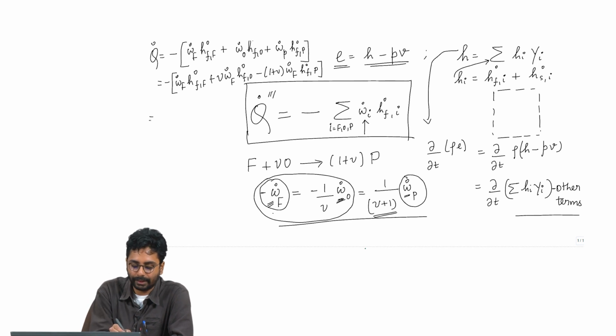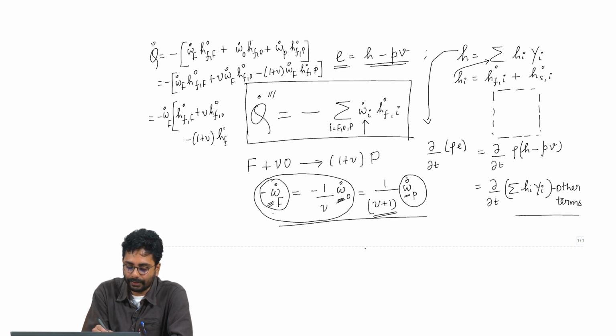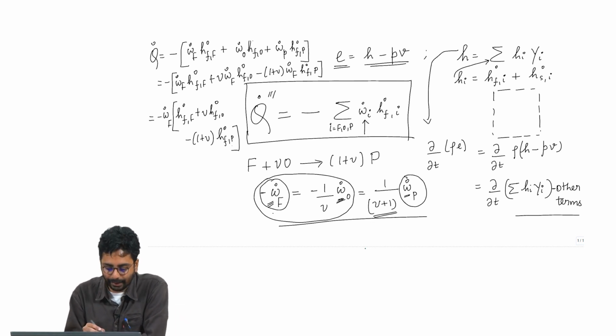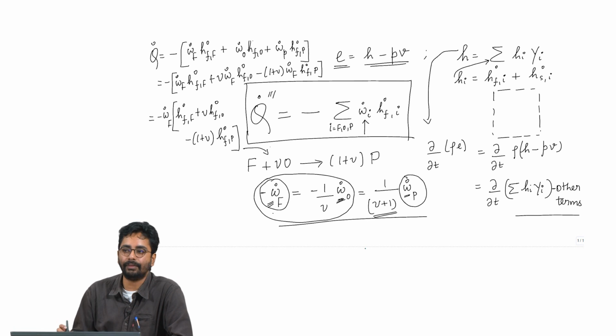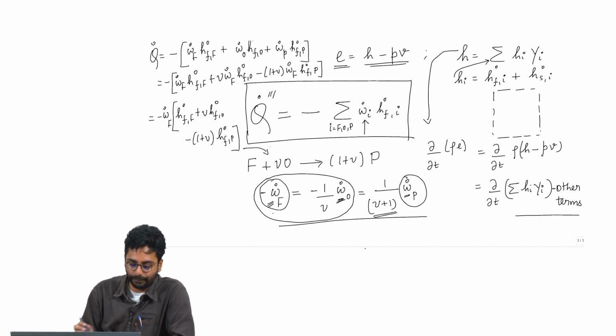Now, you can combine the terms. This is negative omega dot F times H_F^0 of the fuel plus nu H_F^0 of the oxidizer minus 1 plus nu H_F^0 of the products. The terms within the brackets you will immediately recognize as nothing but the negative of the enthalpy change of this reaction, which is nothing but the negative of the enthalpy of combustion or the calorific value of the fuel.